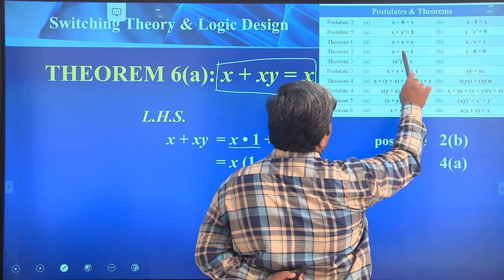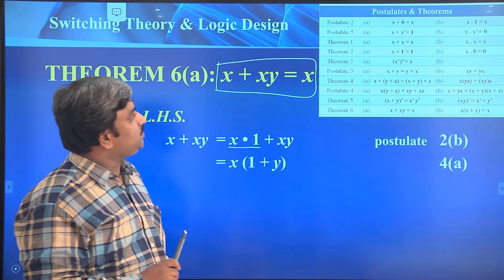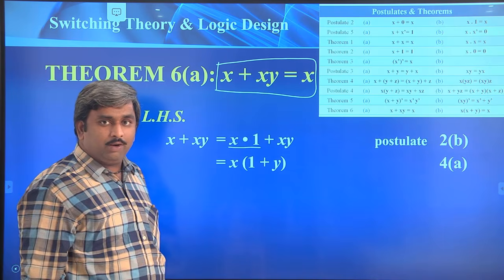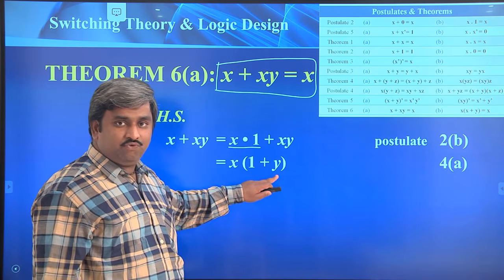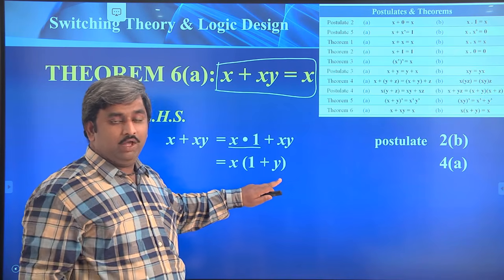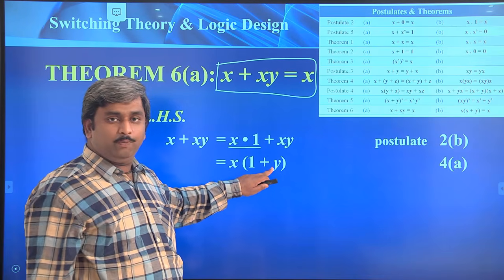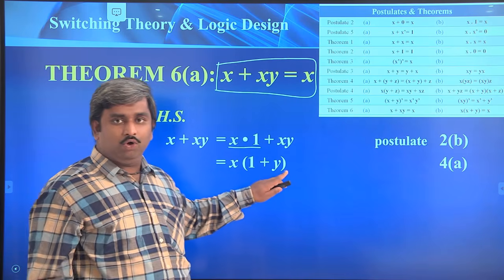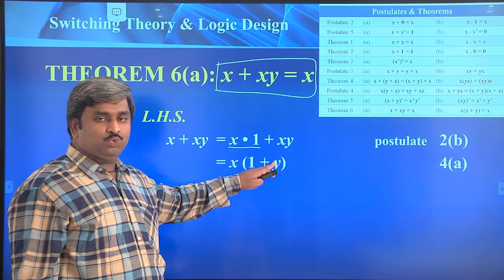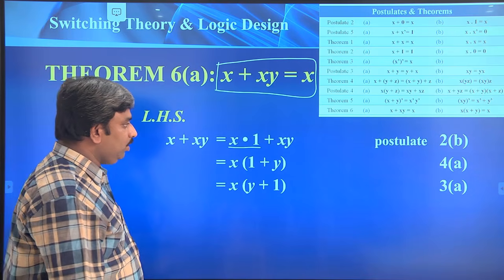So here x plus 1. See here, from theorem 2a, x plus 1 is equal to 1. So 1 plus y is equal to what? 1 plus y is equal to 1. Why? Because y may be 0 or 1, we don't know, but it is a variable. If you put y equal to 0, 1 plus 0 is 1. If you put y equal to 1, 1 plus 1 is equal to 1. So the final value, 1 plus y, is equal to 1.